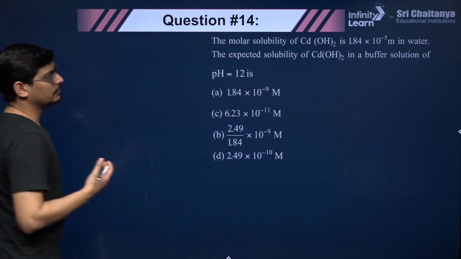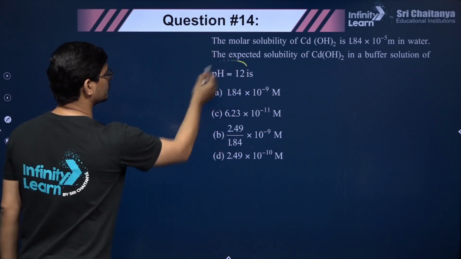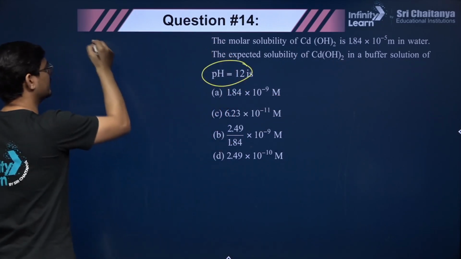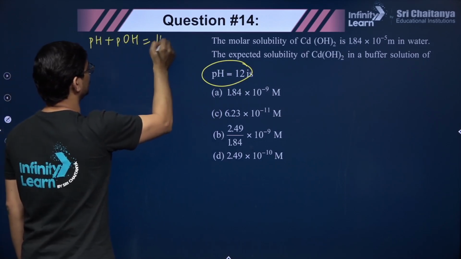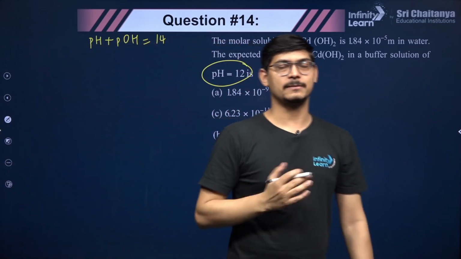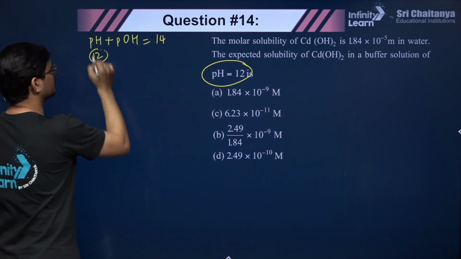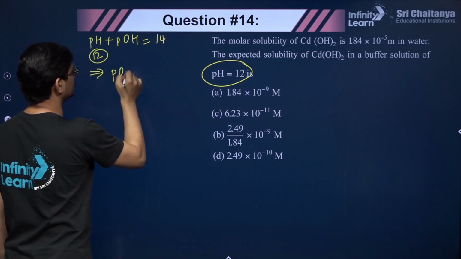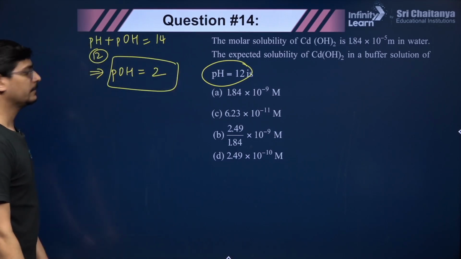Okay, so if you are using cadmium hydroxide in a buffer solution of pH 12, do you remember that pH plus pOH is 14 at 298 Kelvin? We can say that for any aqueous solution at 298 Kelvin, the sum of pH and pOH is 14. So if pH is 12, then obviously pOH is 2, right?